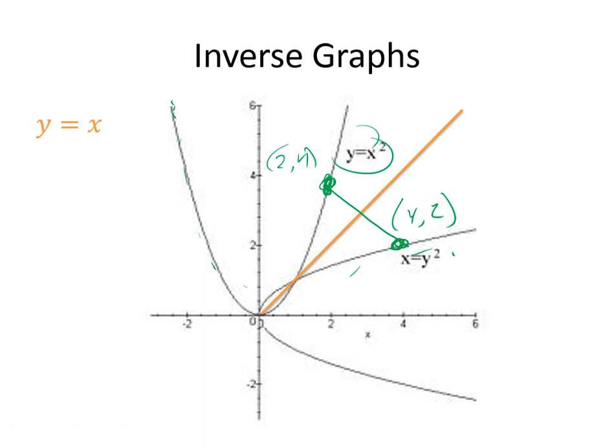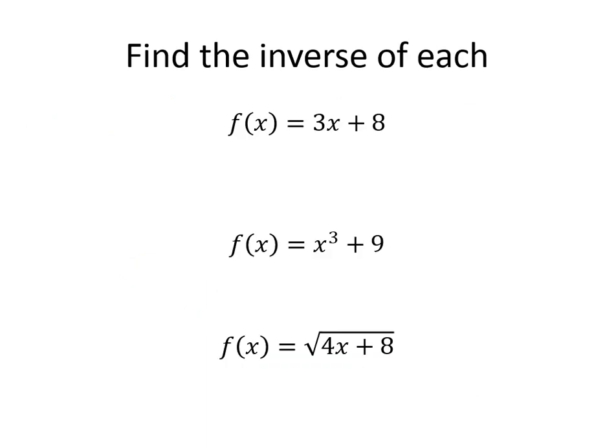Now if you look over here, we're at negative 1, 1. The inverse of this one would be right about there, which is at 1, negative 1. So as you see, for a given point, it's the same distance from that y equals x line. And so all inverse functions will always have this reflection around this line, y equals x.